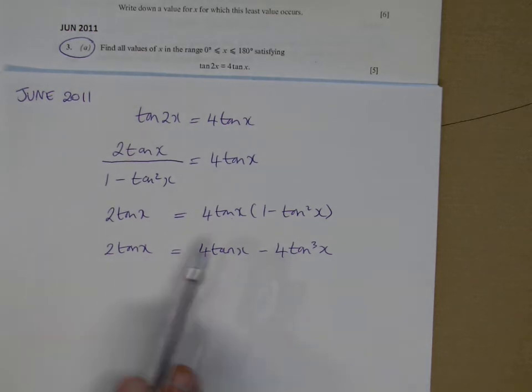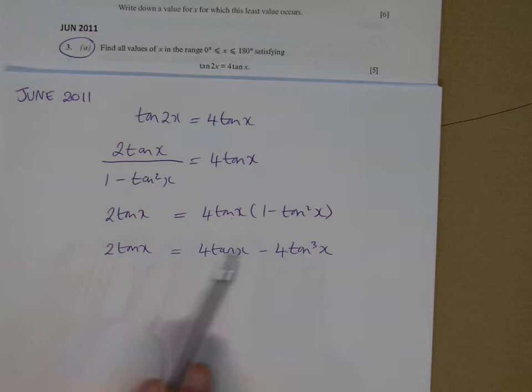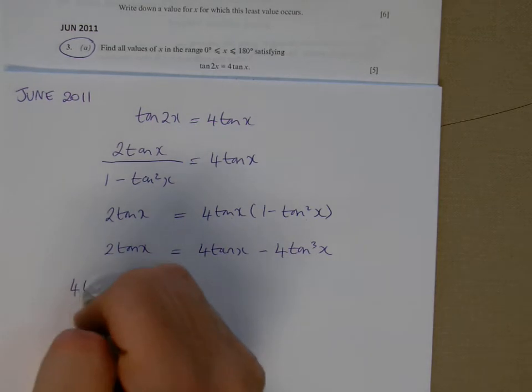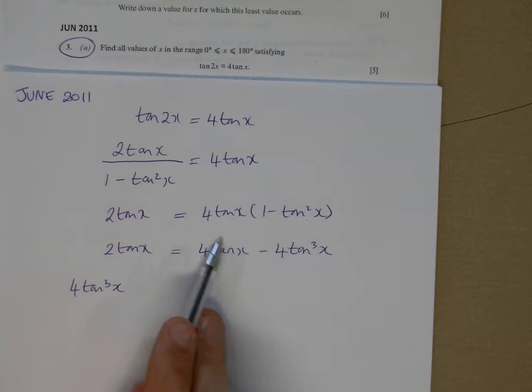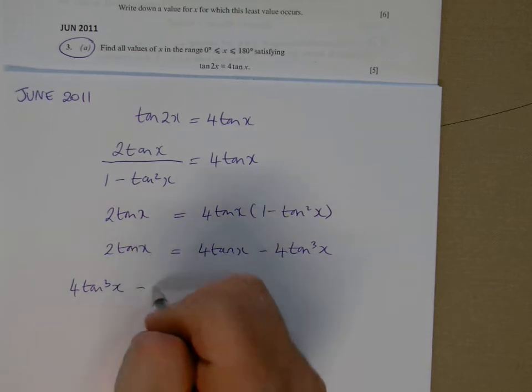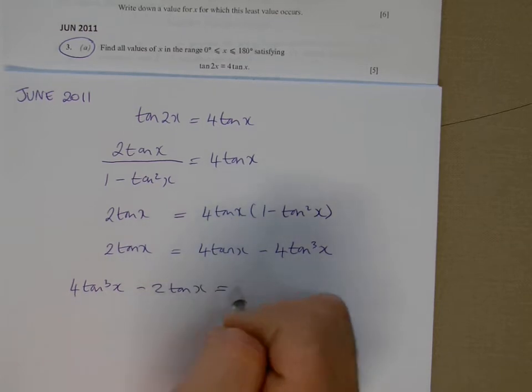Alright, notice that everything here is involved in tan, which is great, so I can now solve it. Get everything to one side, so maybe take that over, so it becomes 4 tan cubed x, and then 2 tan x. Well, if I take that 4 tan x over, it's minus 4 tan x, and you can put them together, can't you? So you get minus 2 tan x equals 0.